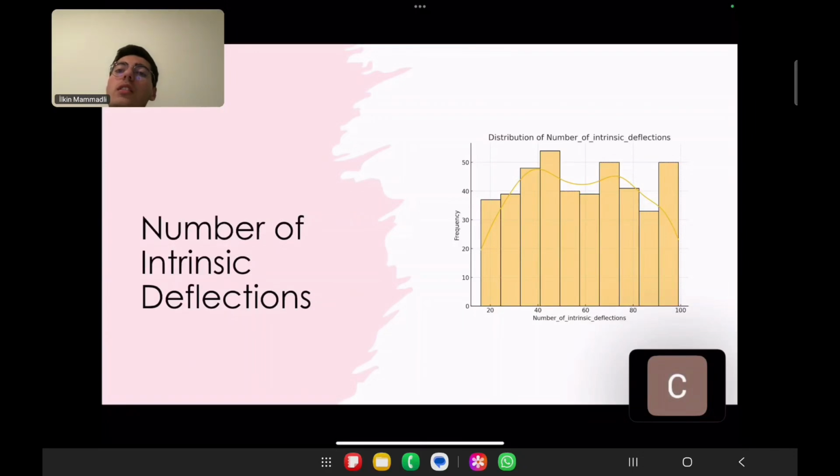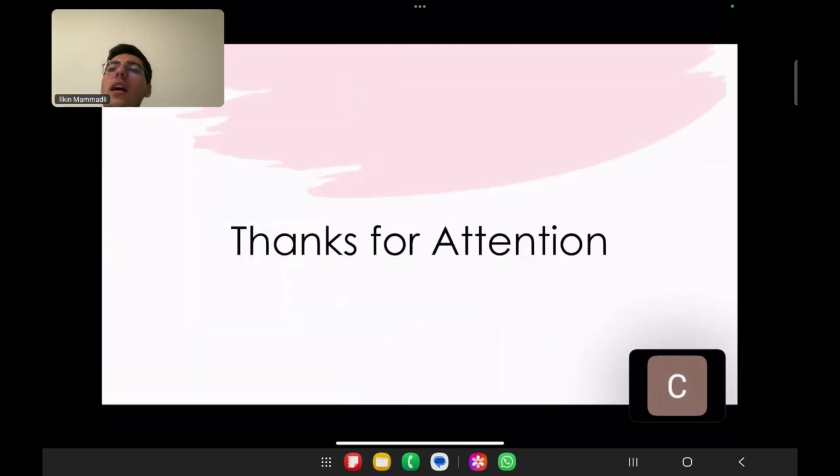This category is number of intrinsic deflections. We looked at the number of intrinsic deflections in the ECG data. These measurements can indicate electrical activity in the heart, and we aim to determine if there is any link between the number of deflections and the presence of arrhythmia. And this was our last slide.